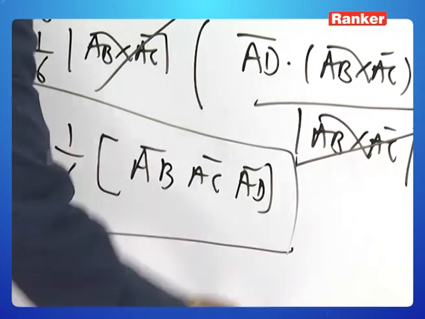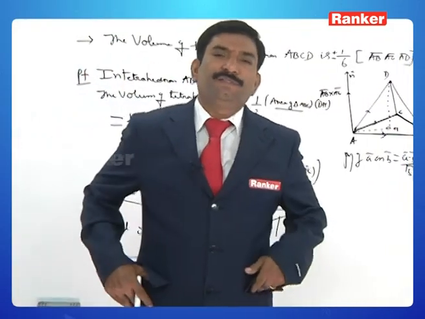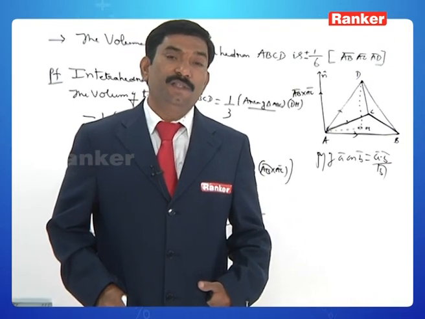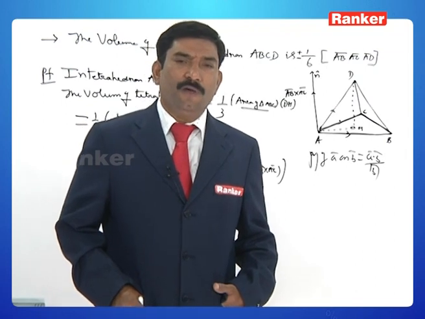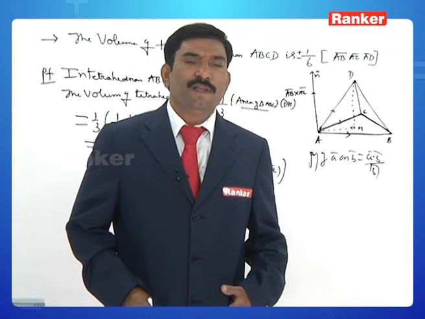This is the volume. Why? It's a scalar triple product. Hereafter, the volume of a tetrahedron ABCD can be written as 1 by 6 into box of AB bar, AC bar, AD bar.